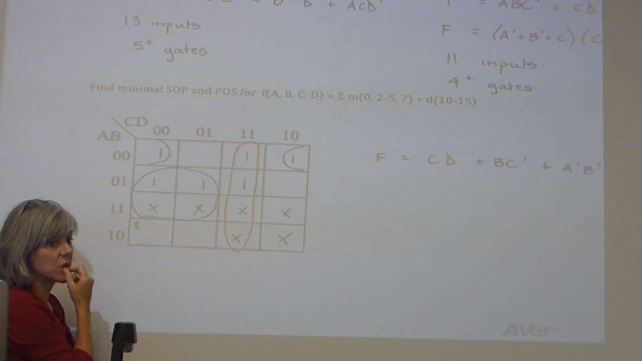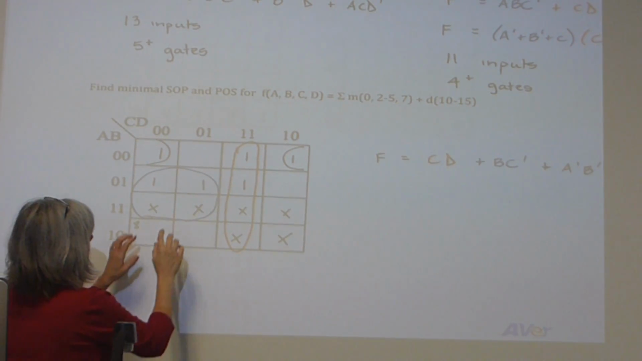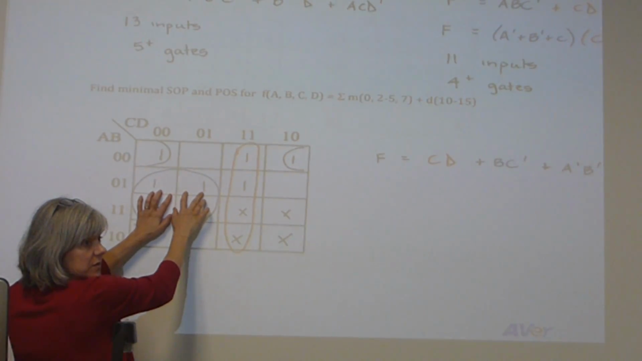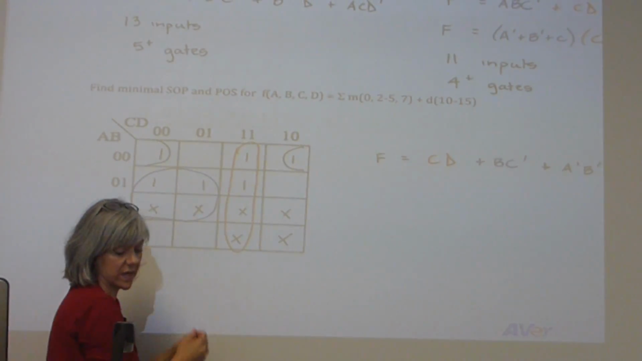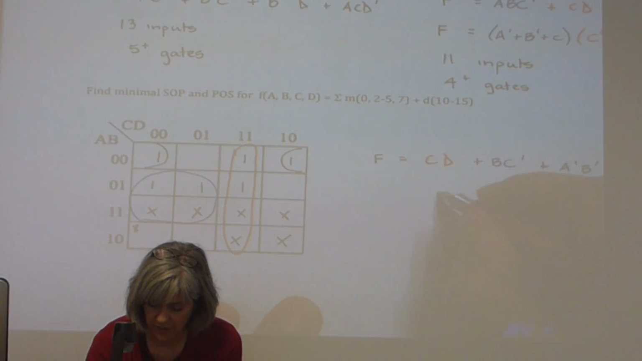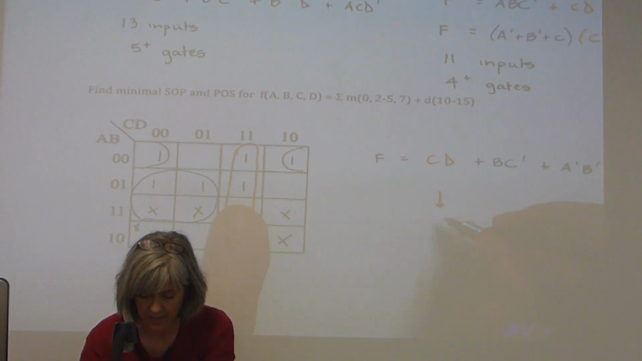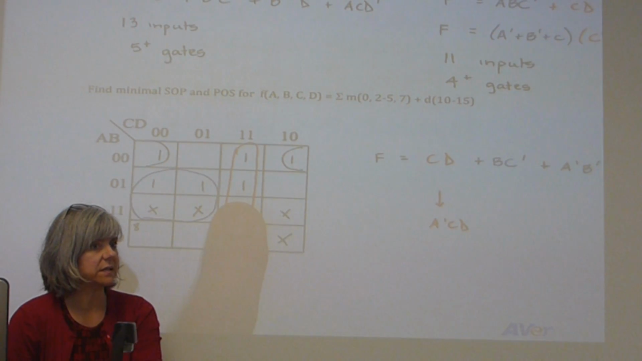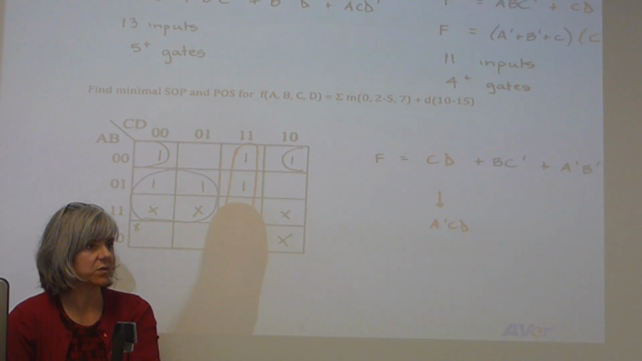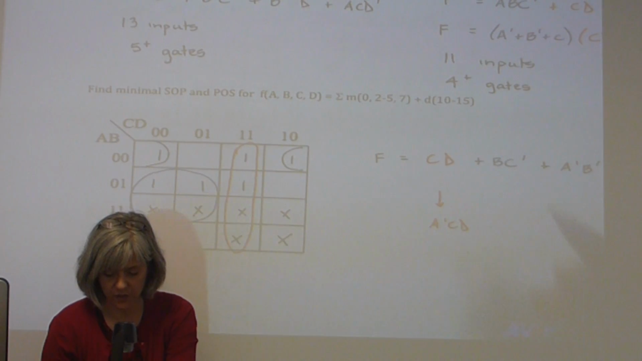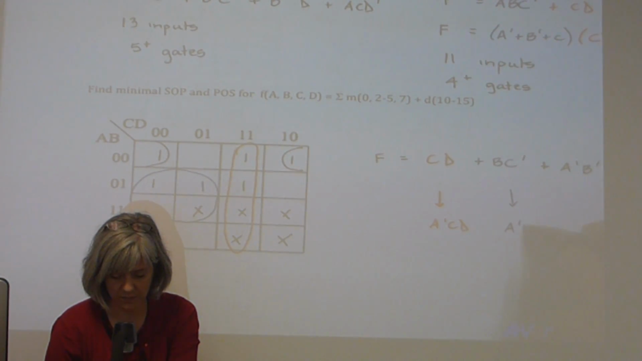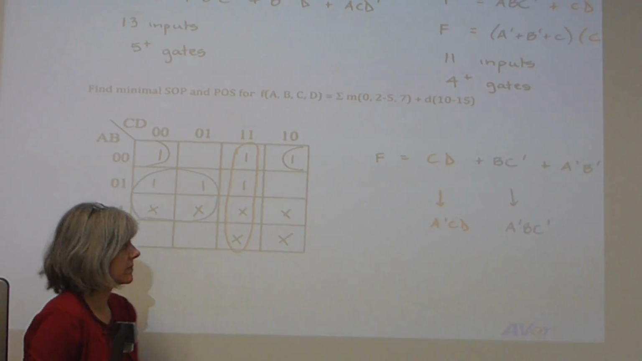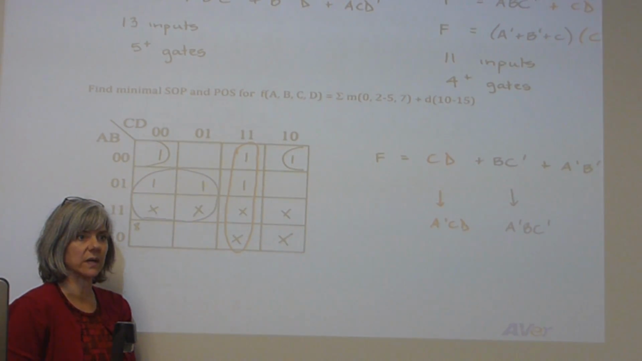If we did not use the don't cares, then this group would be smaller, so it would have more variables, and this group would be smaller because it would have more variables. So this would have been just that much. So it would have been A prime C D. But that's part of CD. Right, CD is a bigger group. And then this one would have been A prime B C prime. So it would have been bigger if I had not used the don't cares.